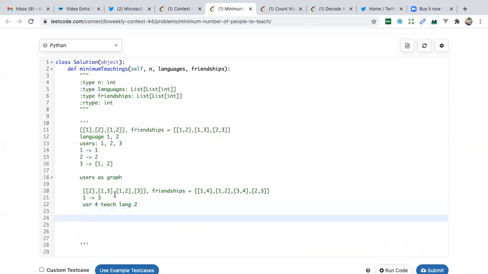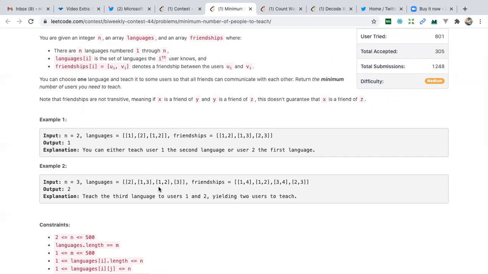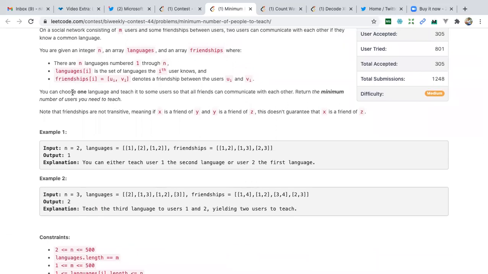What else? 1 and 4, and then 1 and 2. So 1 speaks 2 and 2 speaks 1, 3. So we need to also teach. Do you need to find the minimum number of languages to teach? Yes, minimum number of users. Return the minimum number of users you need to teach. You can choose one language and teach it to some users so that all friends can communicate with each other. Okay.